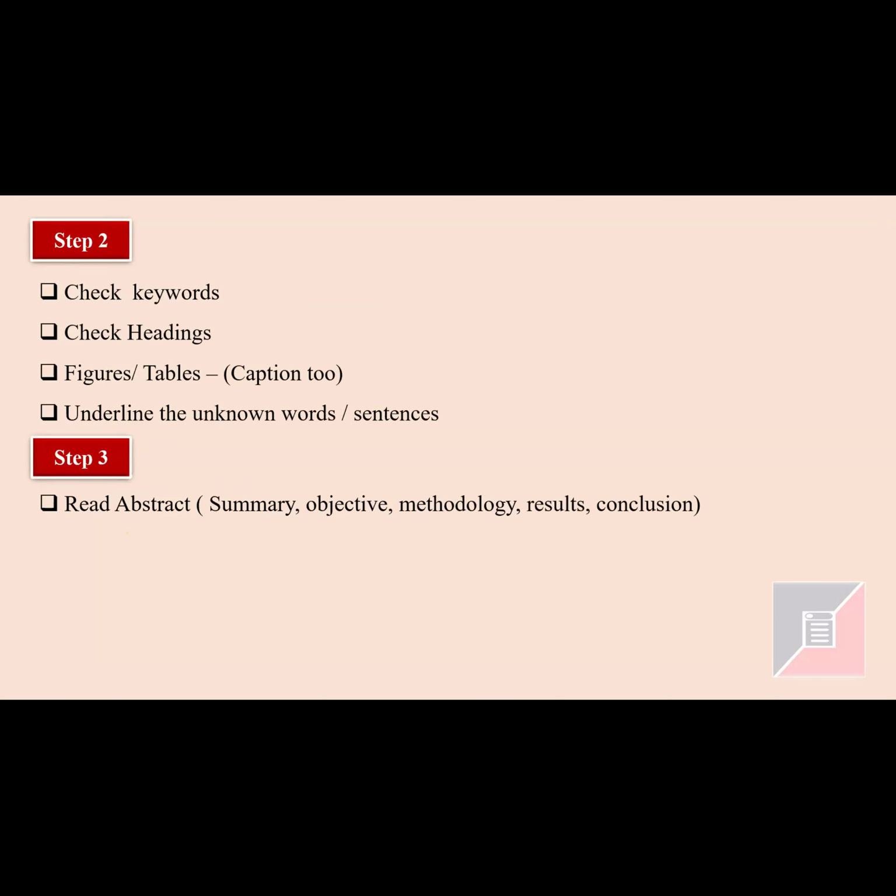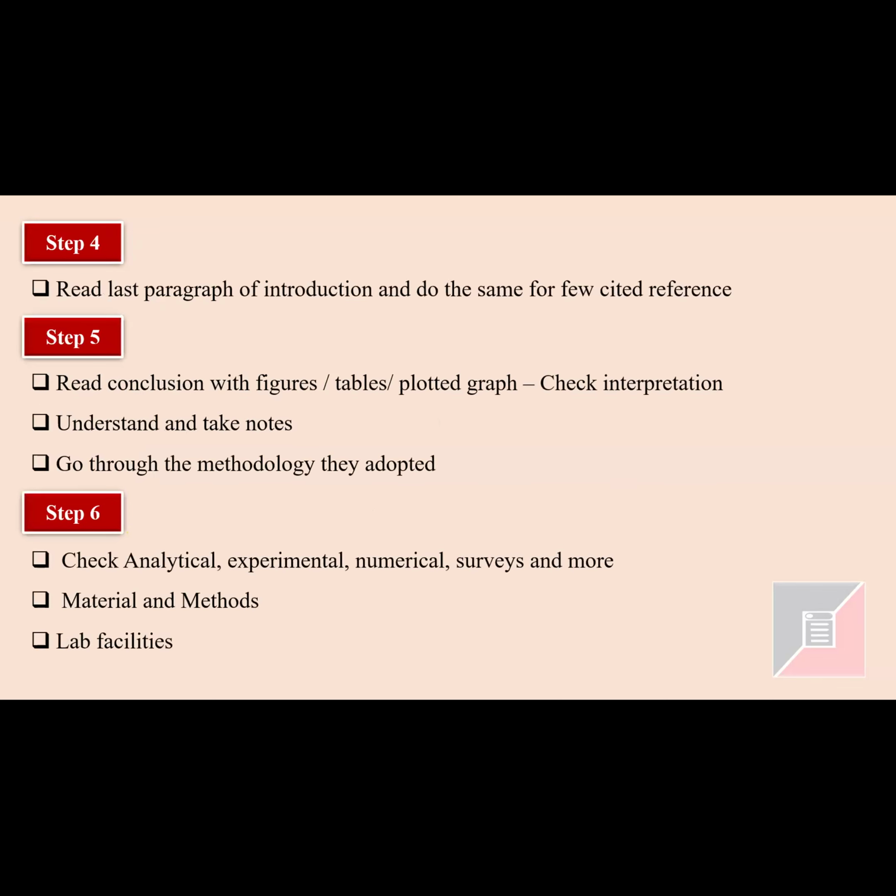Okay. Then read the abstract, because you know how the abstract will be. You will have a summary or background, objective, methodology, results, conclusion. It's a universal format. So check whether in each article the abstract content is perfectly aligned with the title of the research work.